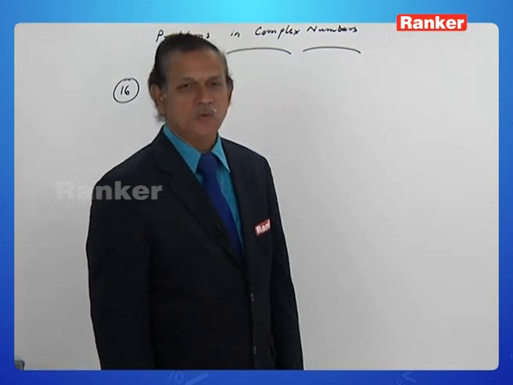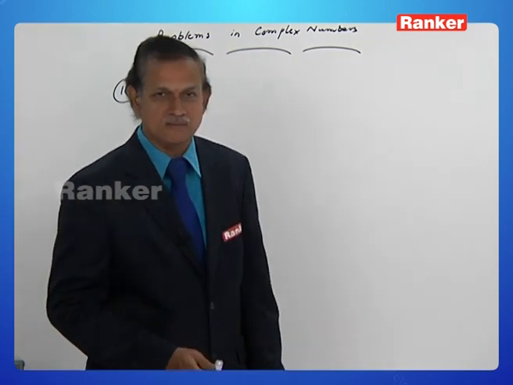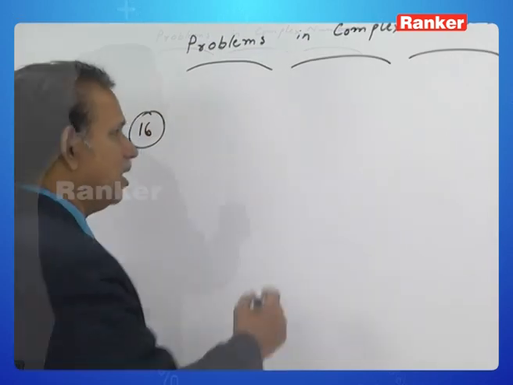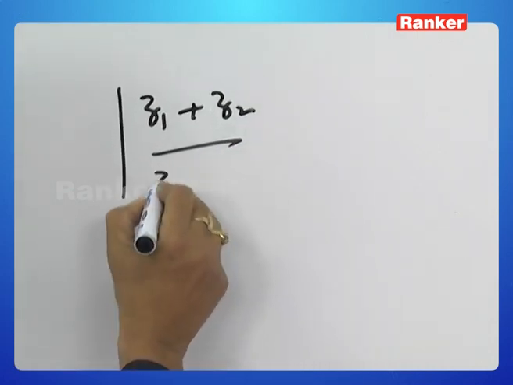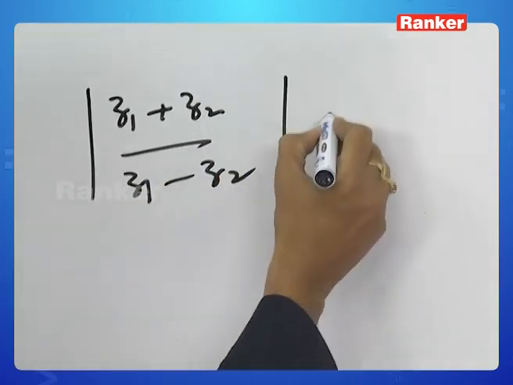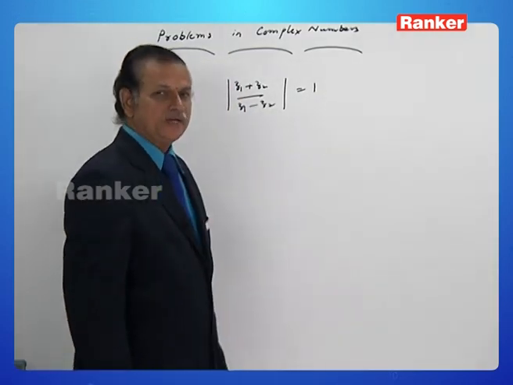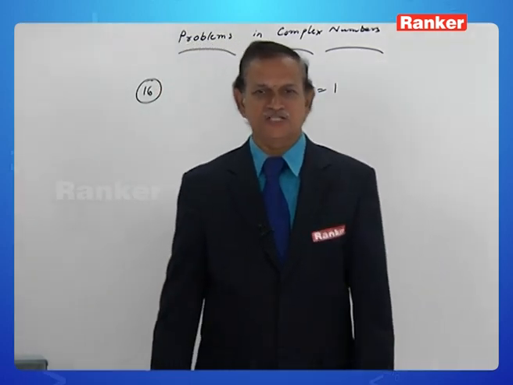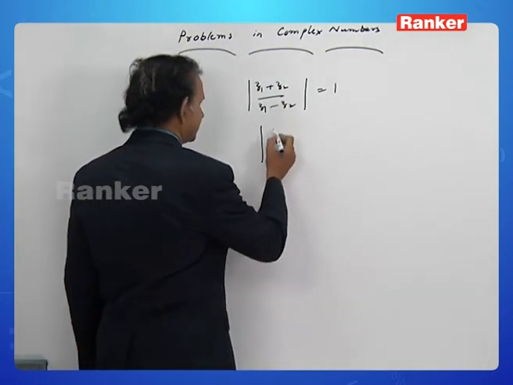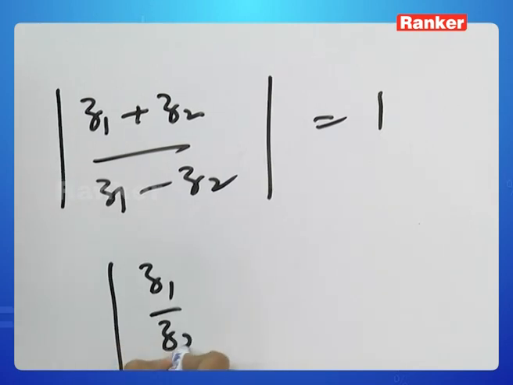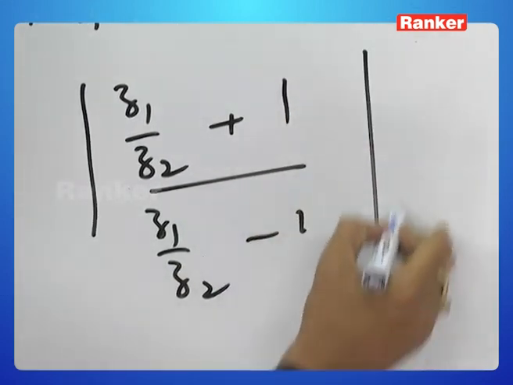Well, let us think about what the given condition is. Modulus of (Z1 plus Z2) by (Z1 minus Z2) is equal to 1. We are assured that Z2 is a non-zero complex number. Therefore, let me divide internally by Z2, so that it becomes mod of (Z1 by Z2 plus 1) by (Z1 by Z2 minus 1) is equal to 1.